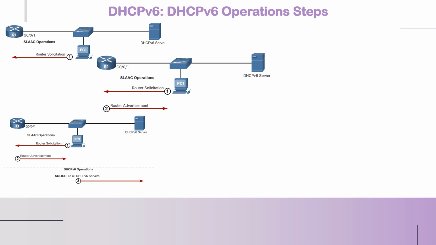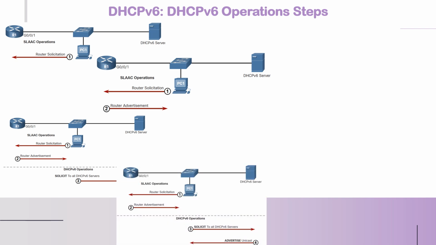And step number 4 is where the DHCP version 6 server responds with an advertise message. This is because one or more DHCP version 6 servers respond with a DHCP version 6 advertise unicast message. The advertise message informs the DHCP version 6 client that the server is enabled for the DHCP version 6 service.